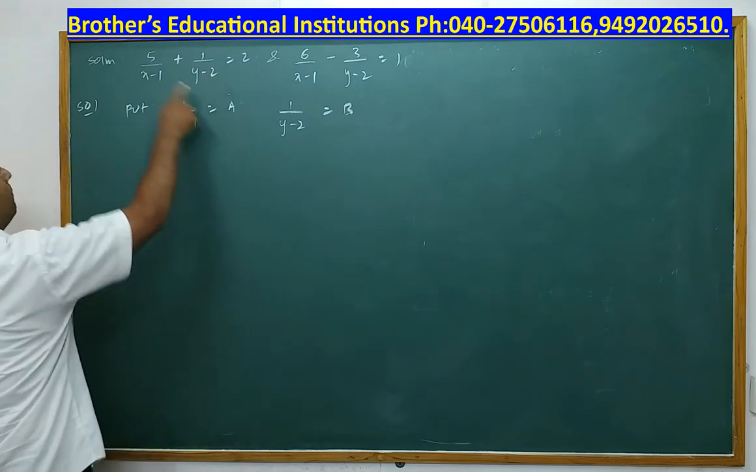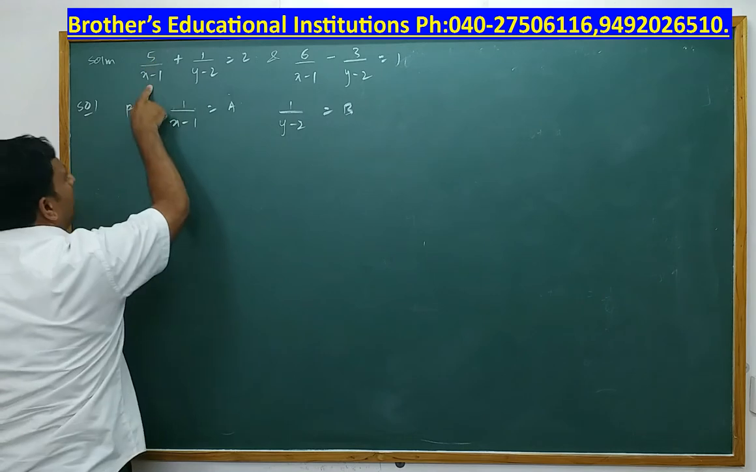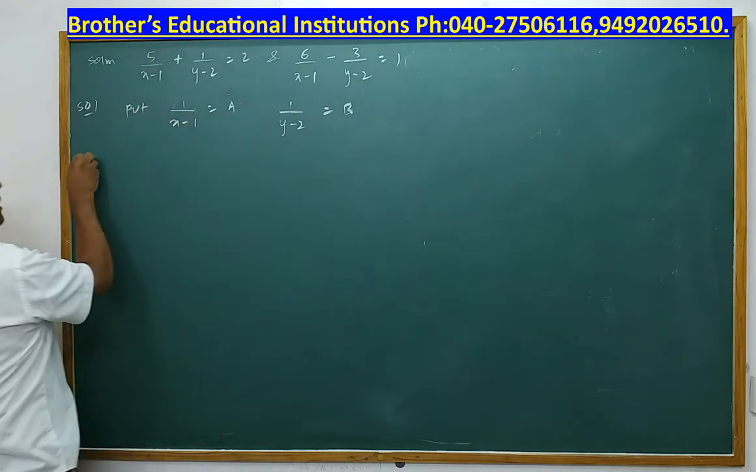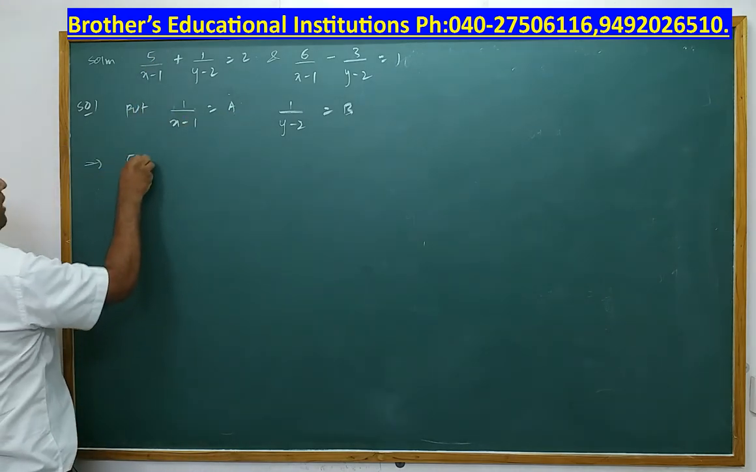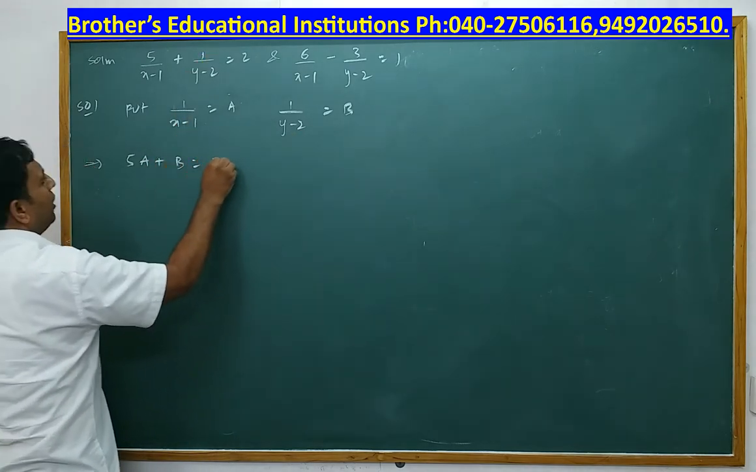Alright, so now 5 by x minus 1 means 5 into 1 by x minus 1. What is 1 by x minus 1? A. So now the equation set is 5a plus, what is 1 by y minus 2? B is equal to 2.